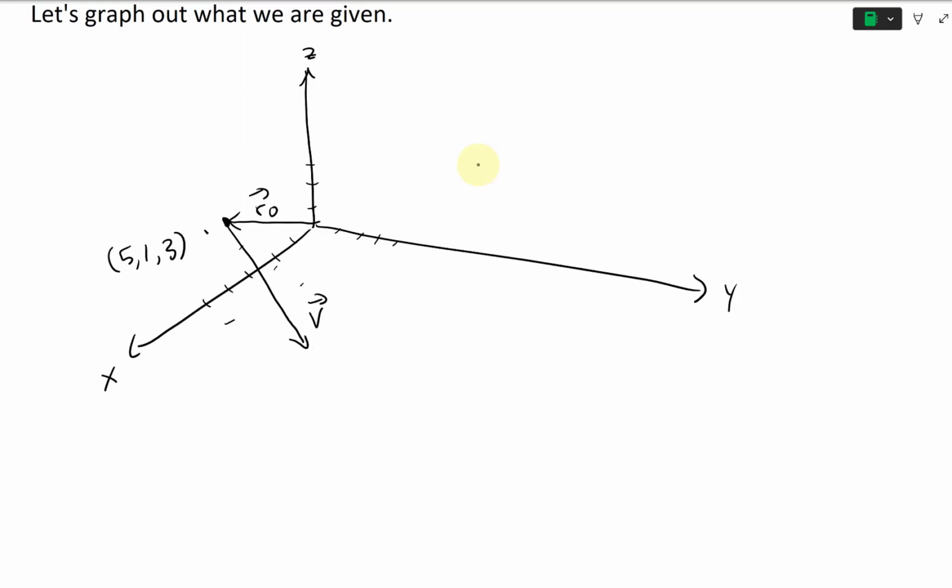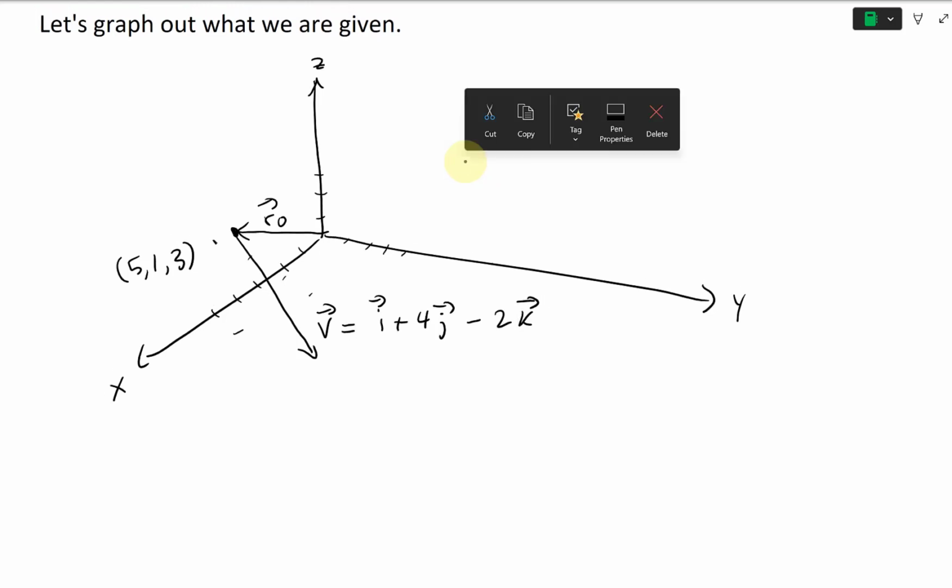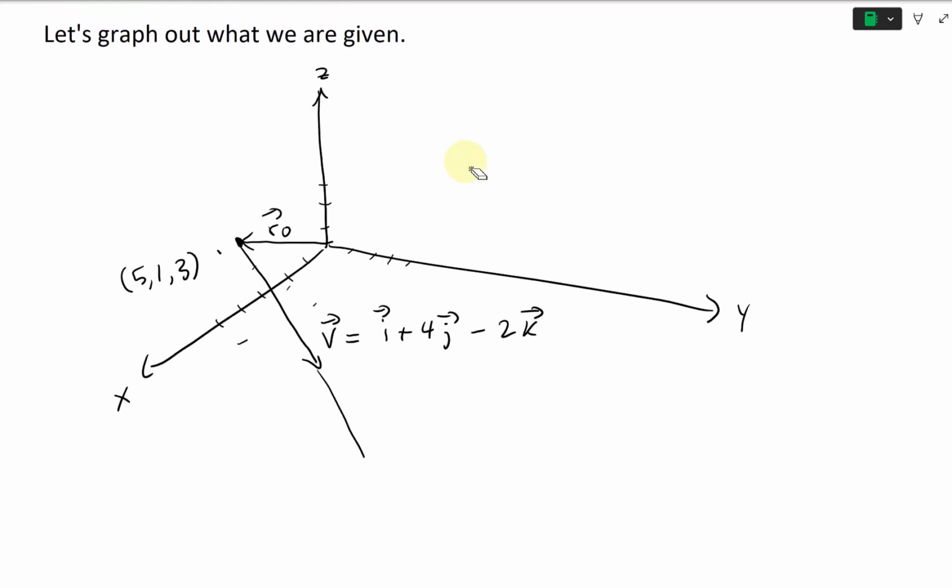Over here, just erase that stuff there. So the vector is going to be pointing down, and this is going to be i plus 4j minus 2k. And that's parallel to it, so then it's going to be right on it. So we're drawing it right on it, like that, and there's that line L. It's going downwards like that.